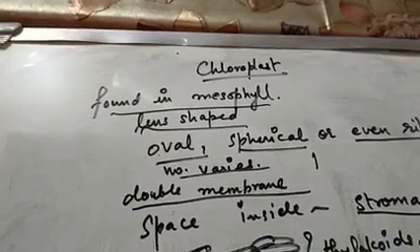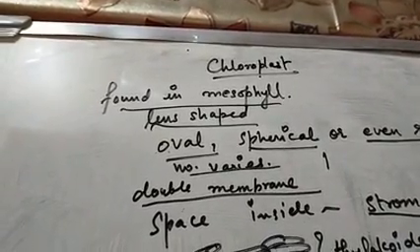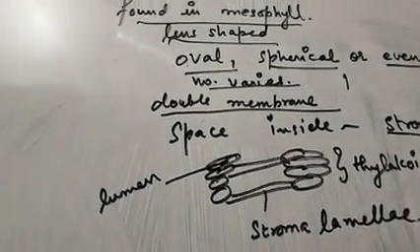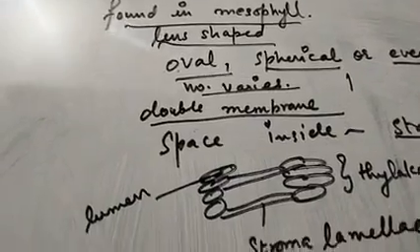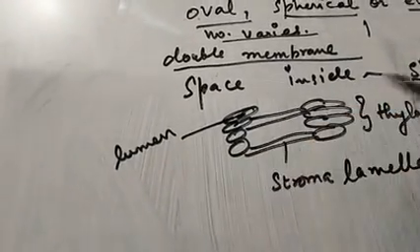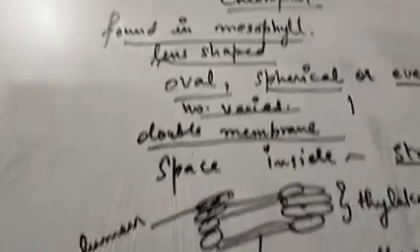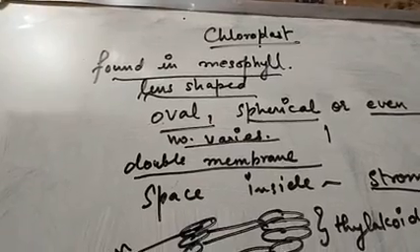The thylakoids are arranged in a pile. We have studied that also. They are arranged in piles, like we stack coins one on top of the other, and this stack or pile is called grana. They are called grana, or granum as singular.